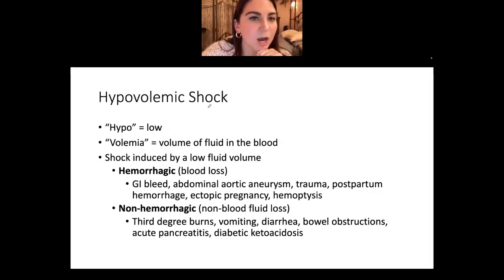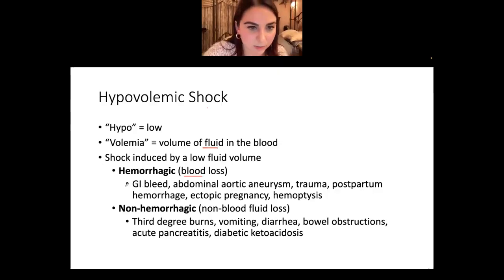So hypovolemic shock: hypo, low, volemia, volume of fluid. So basically hypovolemic shock is shock induced by low blood volume. It can be hemorrhagic or non-hemorrhagic. Hemorrhagic means, because again, it's the volume of fluid in the blood. I know you guys haven't had heme, heme's like second year. But basically blood is not all just red blood cells. It's also plasma, and there's white blood cells in there. So if you have hemorrhagic shock, you're losing blood, physical blood.